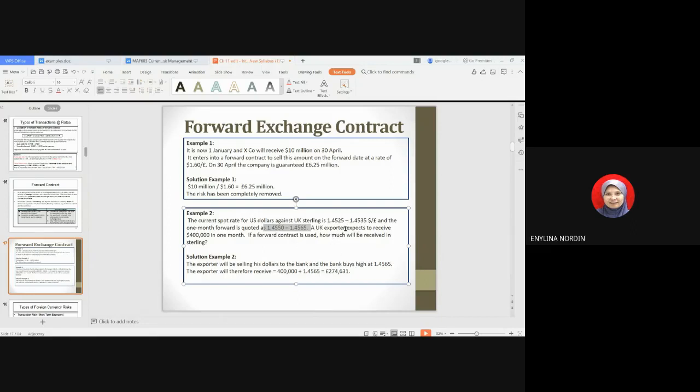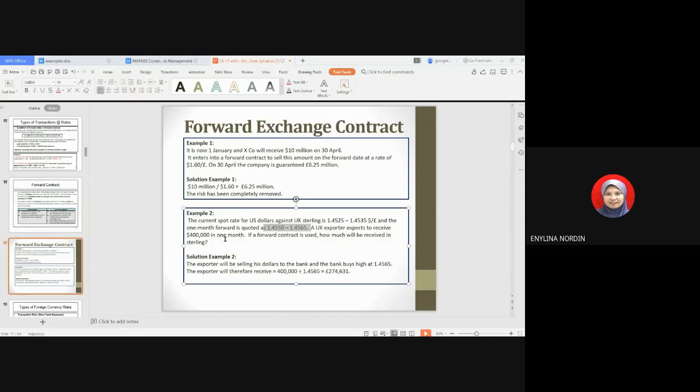UK exporter exports goods and services to the US, and then receives the income in US dollars, $400,000, in 1 month's time. So if in 1 month they get this $400,000, and if the forward contract is used, how much pound will the company get?